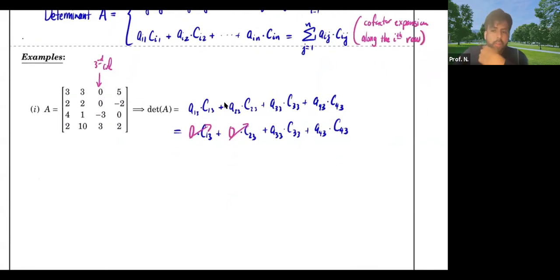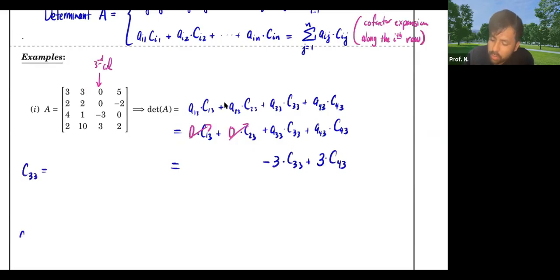I'm applying the formula for cofactor expansion along the third column of matrix A. So I know what A33 is, right? This is -3 times C33. And what's A43? This is 3, C43. So really, what I care about is C33 and C43. What's the formula? Well, I have to take -1 to the 3 plus 3, multiply by the minor M33, and then take C43. I need to find -1 to the 4 plus 3 power times the minor of 43.